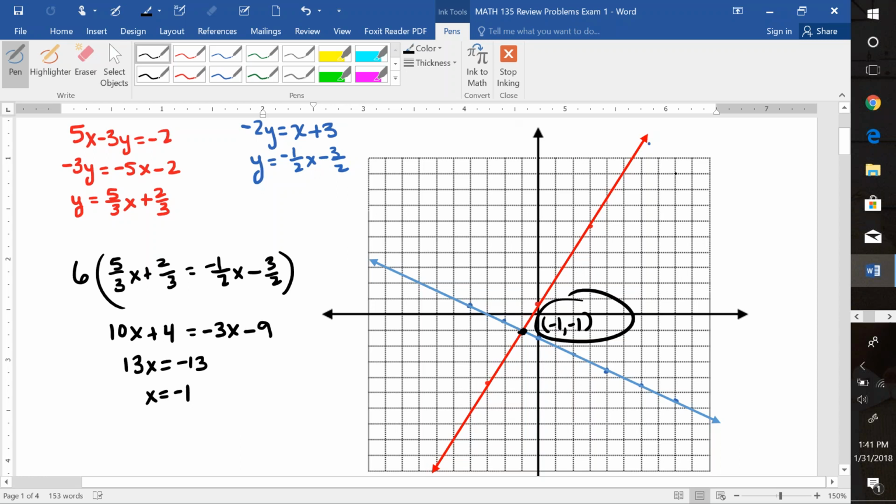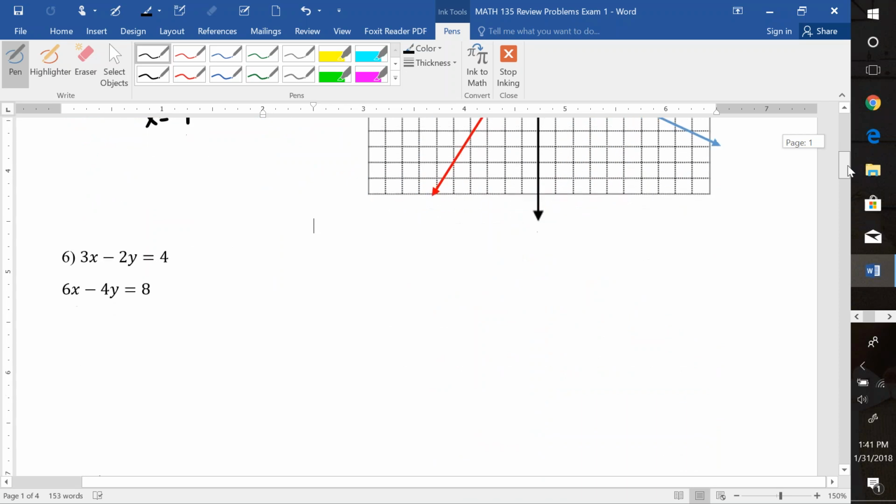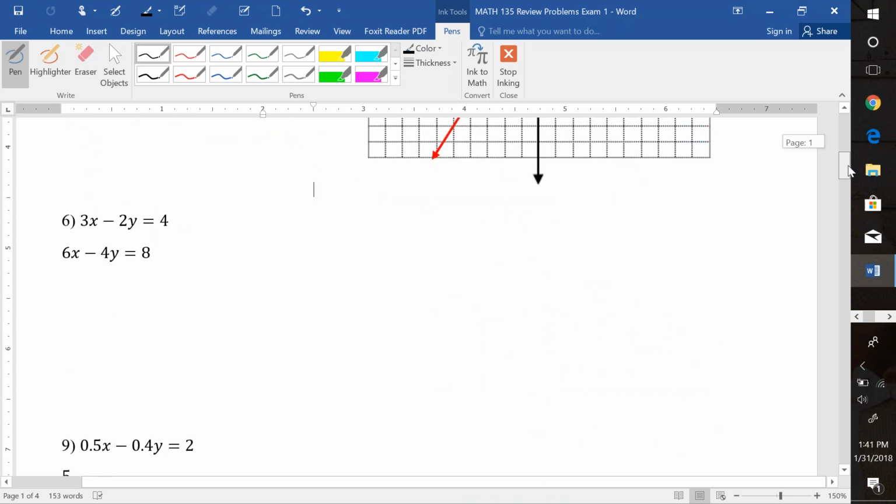So that is one way to solve this algebraically and check yourself to make sure your graph is good. Numbers 6 and 9 are next, and these directions said do this however your instructor told you to, essentially. That means you can use either substitution or elimination to solve these.